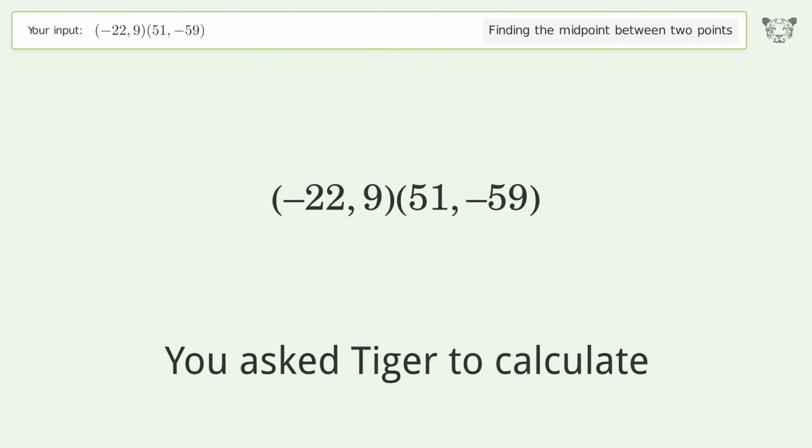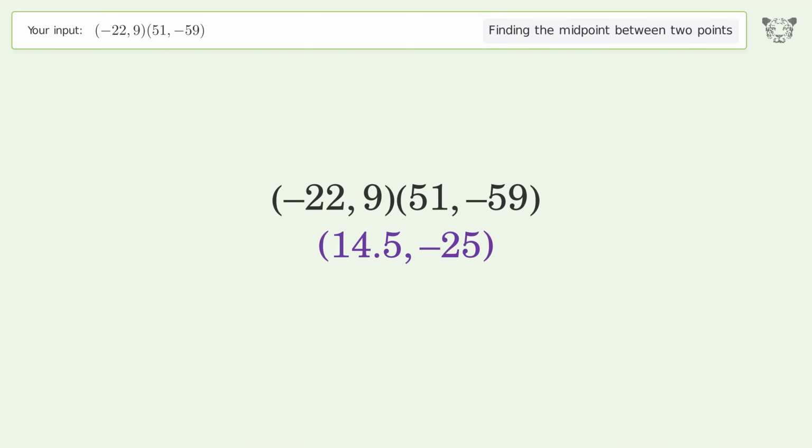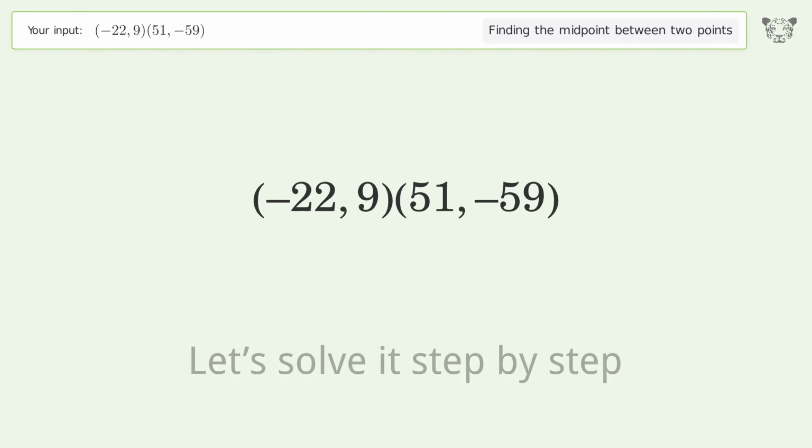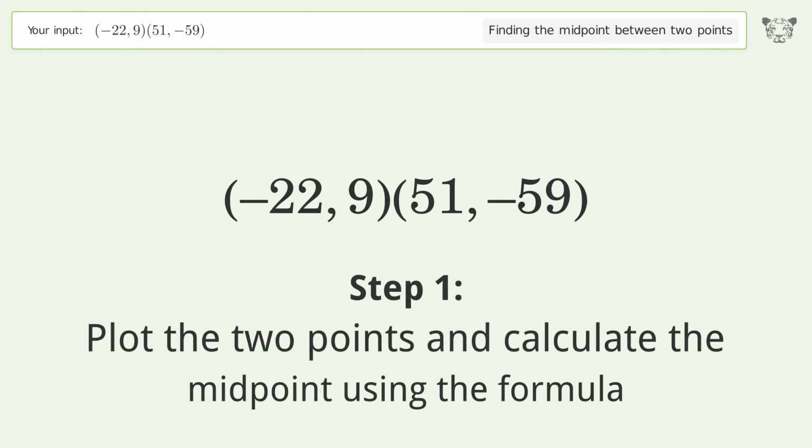You ask Tiger to calculate. This deals with finding the midpoint between 2 points. The midpoint between the 2 points is 14.5, -25. Let's solve it step by step. Plot the 2 points and calculate the midpoint using the formula.